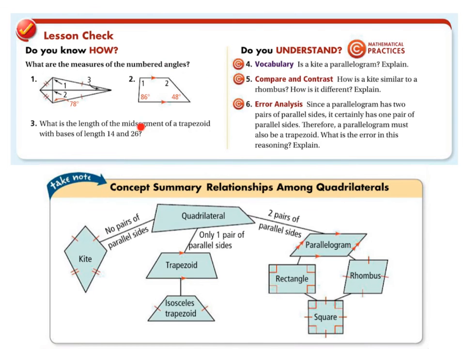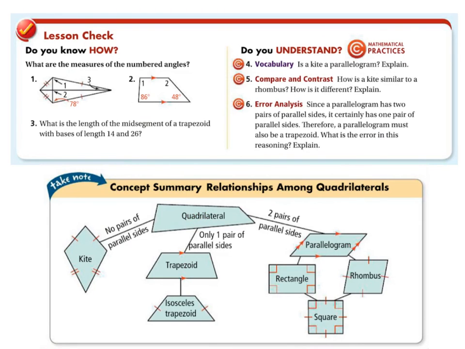Okay, here's your set of lesson check problems. And just to be helpful when you're working on them, I put this concept summary here, relationships among quadrilaterals. So we start here. We're at a quadrilateral. If we have no pairs of parallel sides, but we do have two pairs of consecutive sides congruent, we are a kite.